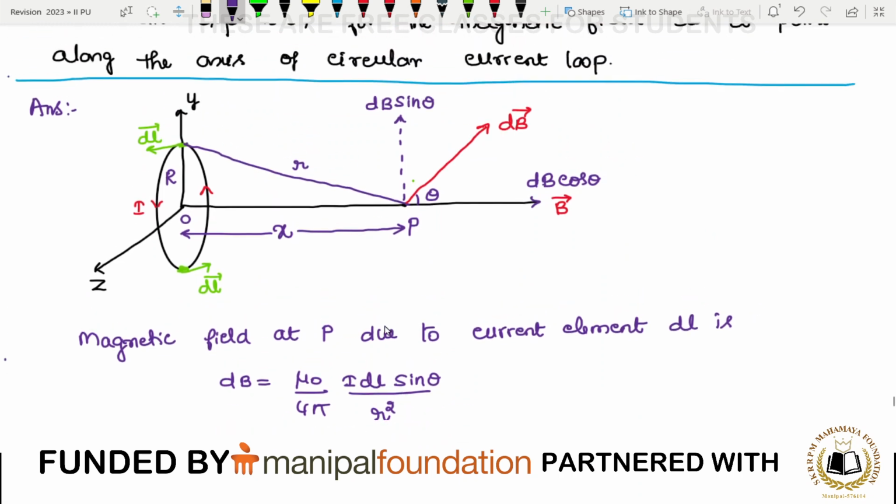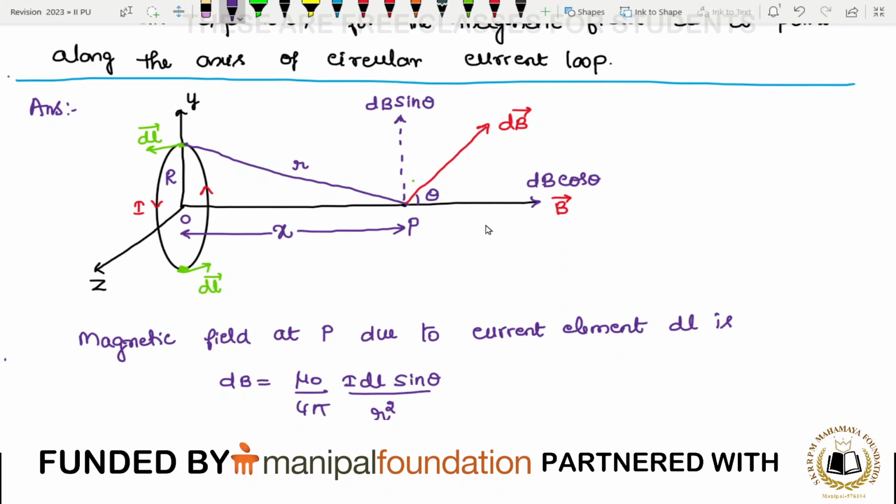What is the direction of the magnetic field? This dB is in this way. So the angle between this dB and r is 90 degree, perpendicular to both. If I do it for this other dl, I'll get one more field dB in this direction. Both values are the same, directions are different. Now this dB is neither along the x-axis nor the y-axis, so I'll take the angle as theta and resolve it. Here it becomes dB cos theta and here dB sin theta. So dB cos theta along the x-axis and dB sin theta along the y-axis.